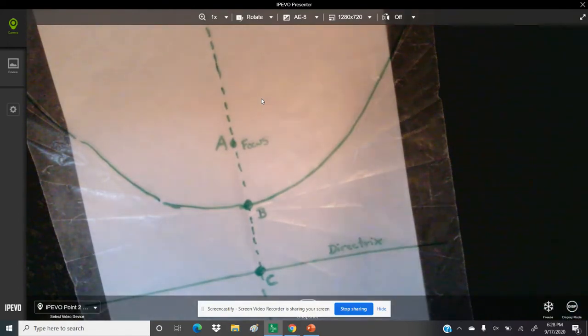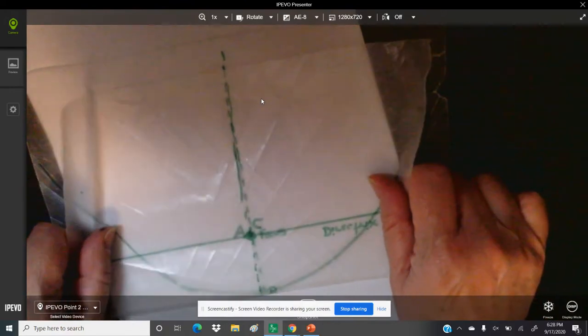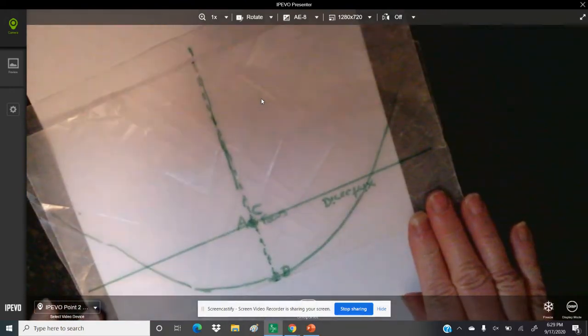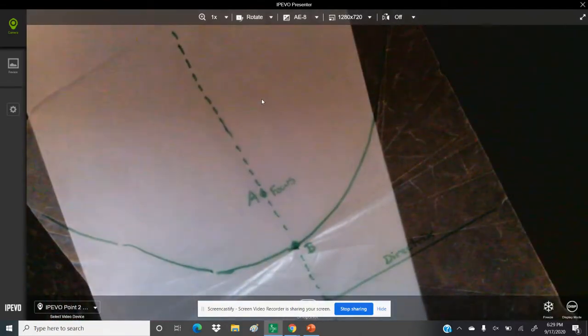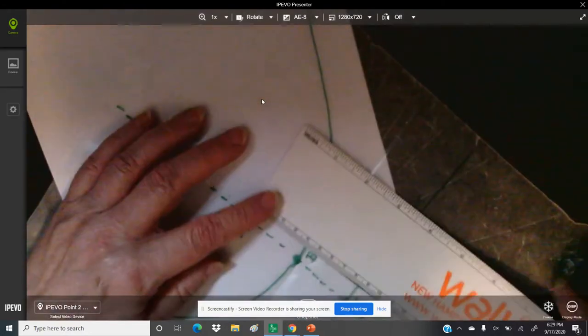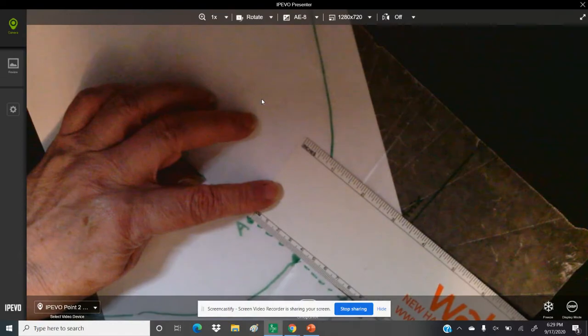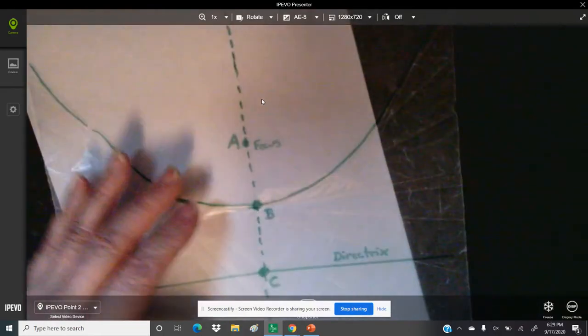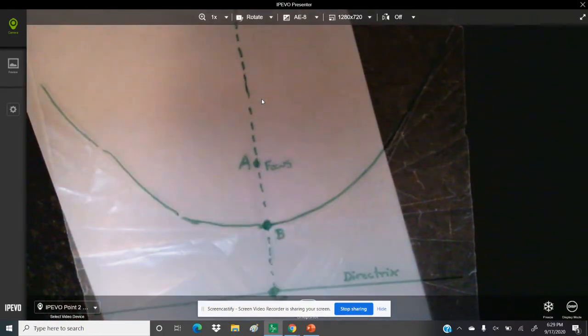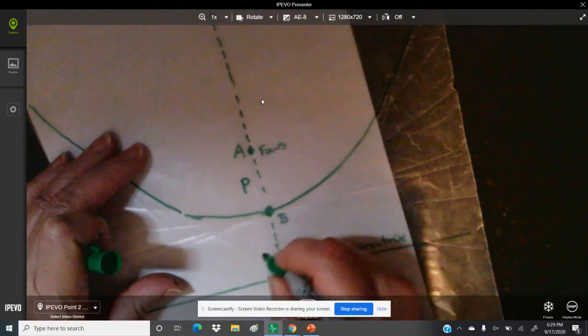And then it says, fold the paper horizontally, matching point C over point A. So if I take point C and match it up to point A, what happens? Well, it folds right in half at point B. Now it says measure the distance between AB and BC. If I take my ruler and measure AB, that's about 4 centimeters. And if I measure BC, that's also about 4 centimeters. So this tells you that this distance equals this distance, and this distance is actually called distance P.